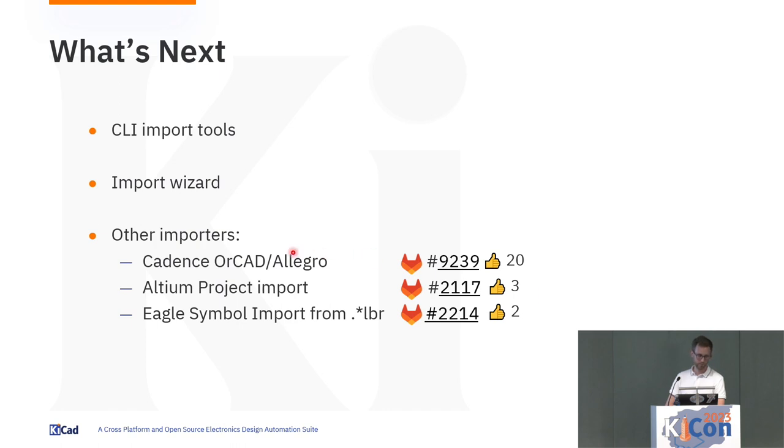And the one that has the most thumbs up at the moment is OrCAD Allegro Importer. There are actually two guys working on it, I think Jeff Wheeler and Wernie in the forums, not here. They've both been working separately on their own parsers. So we might be seeing it in version 9, we'll see.